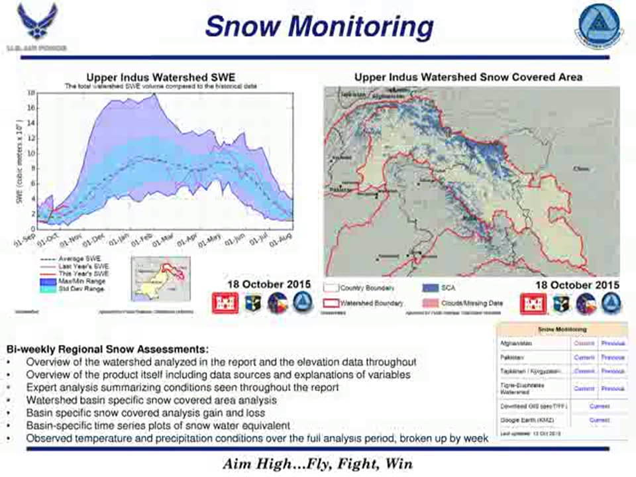With each biweekly iteration, 4 regional PDF reports are produced, providing a high-resolution snow-covered area analysis and a watershed-specific season-to-date total of snow water equivalent, which is used as a measure of snow depth. As you scroll through the report, you'll find an overview of each watershed analyzed, as well as an expert analysis slide summarizing conditions.